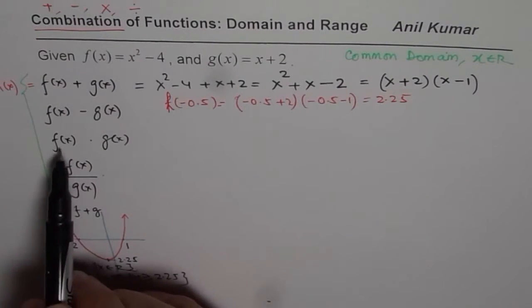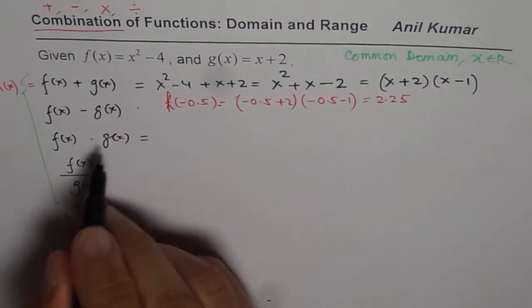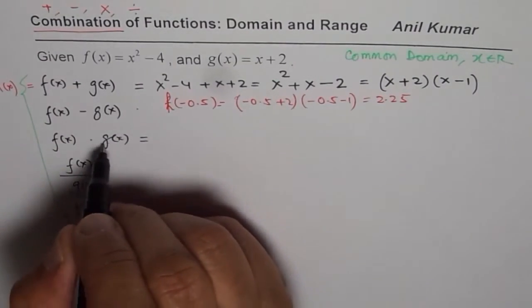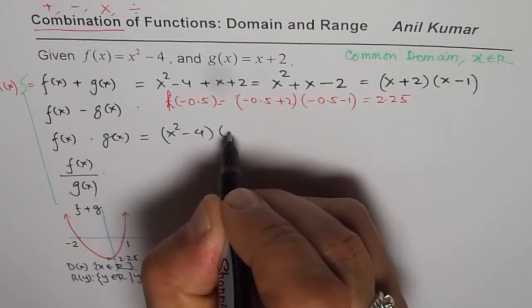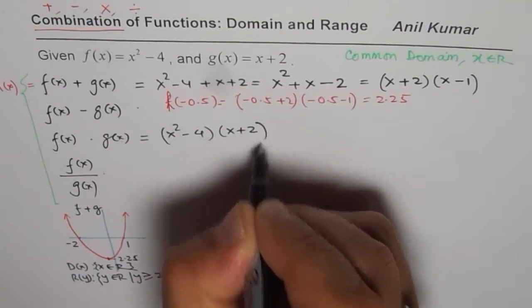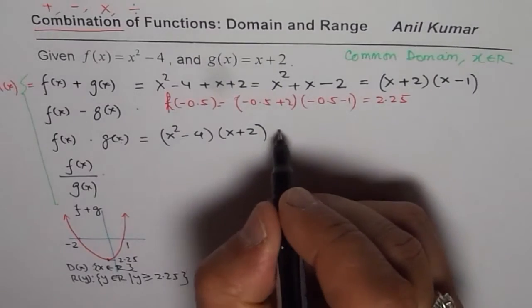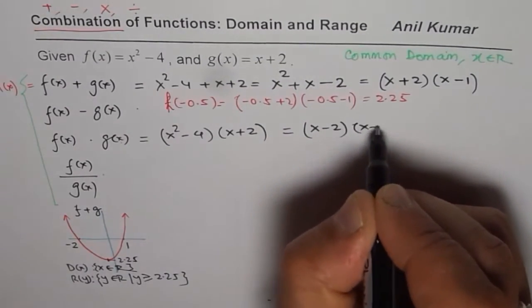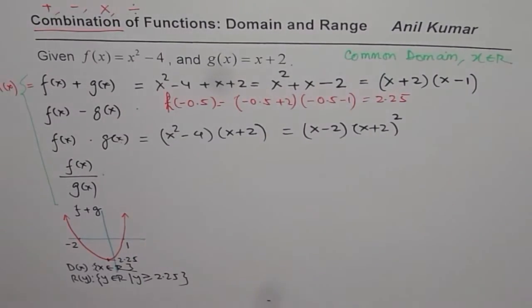Now let us try to do the product of these two functions. I'm leaving that for you. Product means just multiply them, right? So f of x times g of x will be x squared minus 4 times x plus 2. So that is what the function is going to be. Now if I factor this, I could write this as x minus 2 times x plus 2 times x plus 2. That means it becomes a square, right?